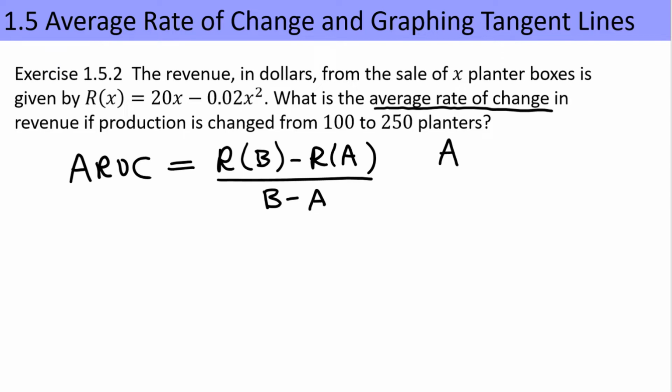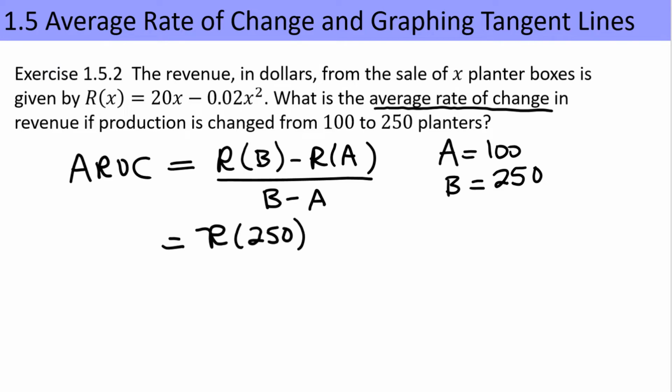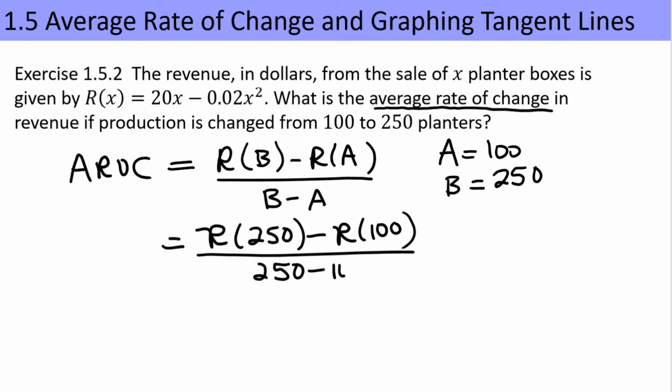So we'll say A is the starting point, which is 100, and B is the ending point. We will have increased to 250. So filling in those numbers, we would get R at 250, so the revenue at 250, minus the revenue at 100, divided by B, which is 250, minus 100.